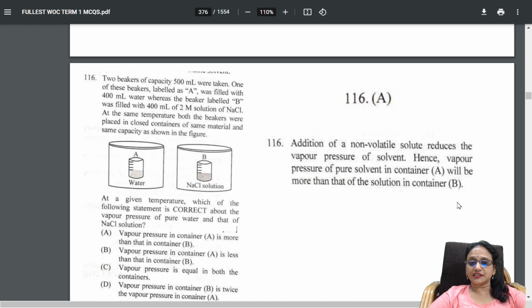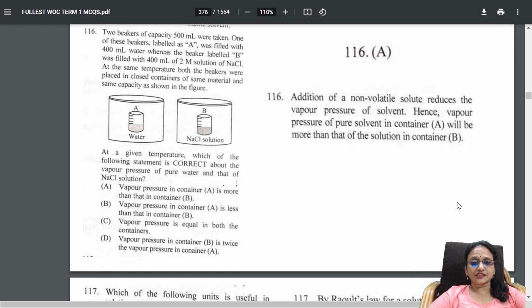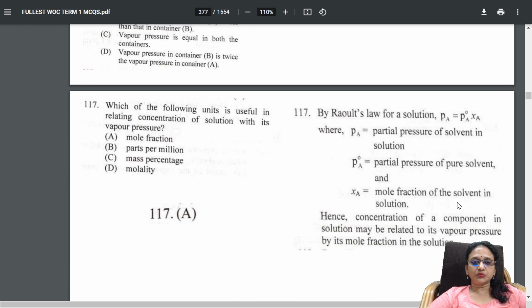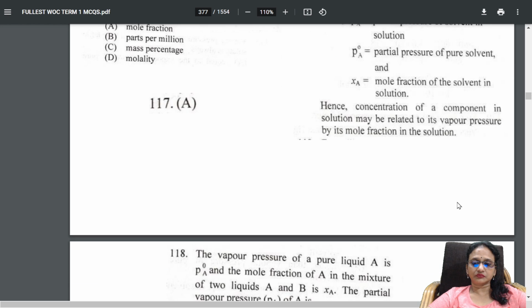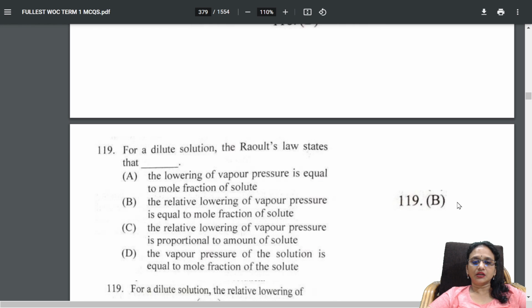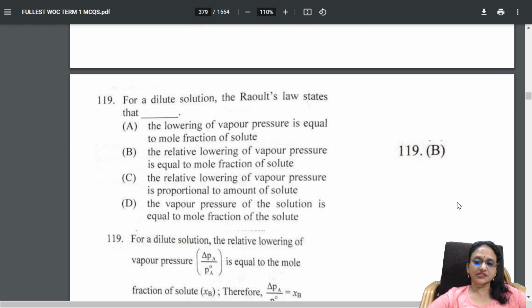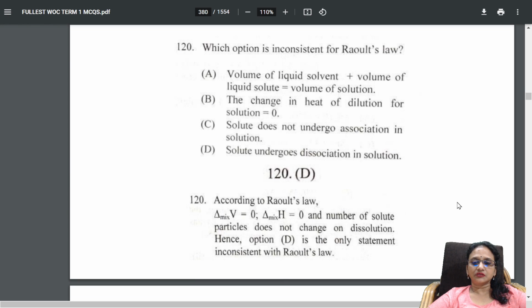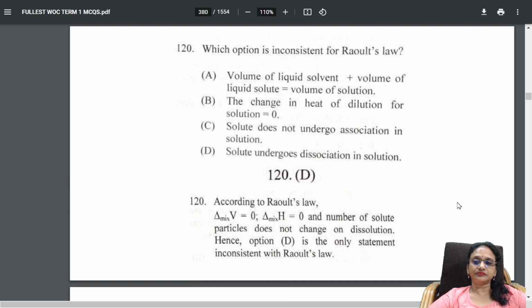It was asked last year, I mean the year before last. One more question based on your RLVP, based on the formula of RLVP. Dilute solutions, Raoult's law states that... Okay, all right. So a Raoult's law question is given here. One more Raoult's law question.